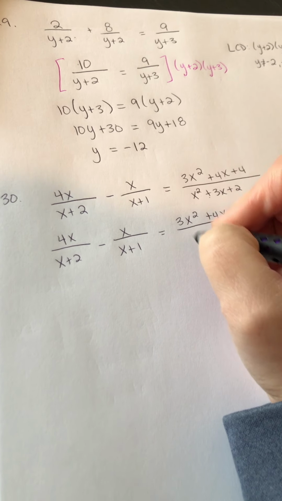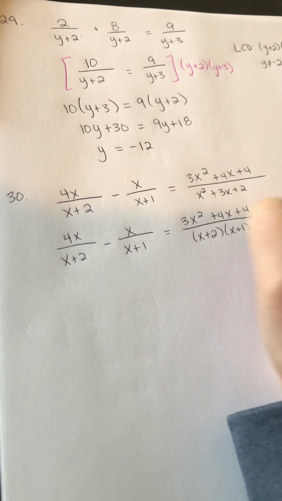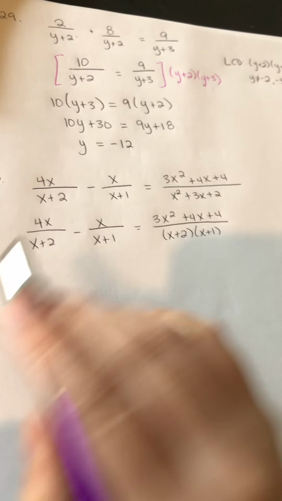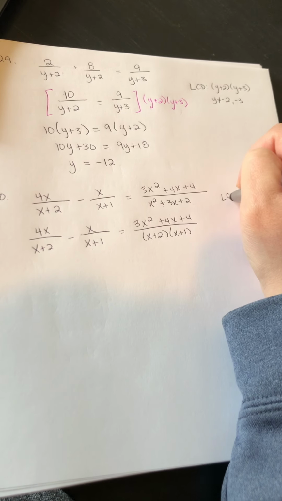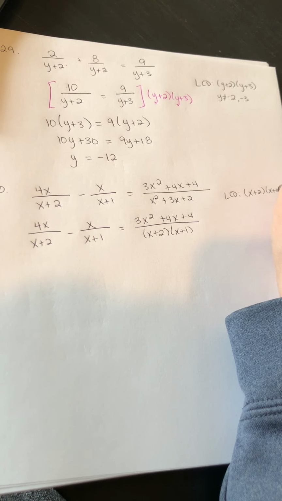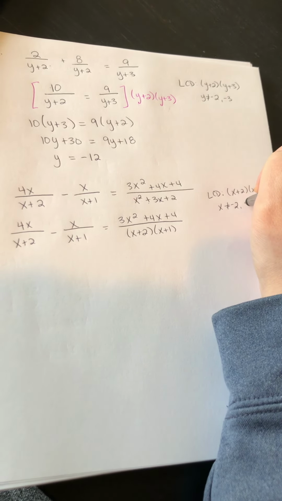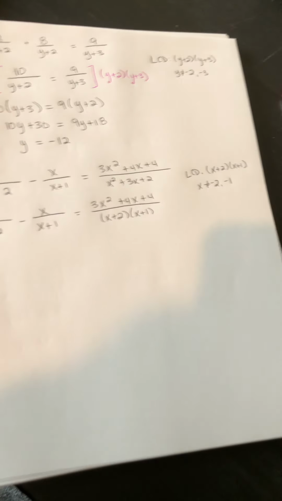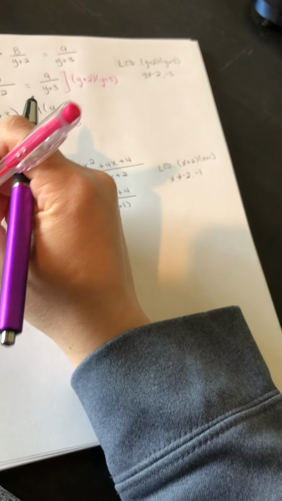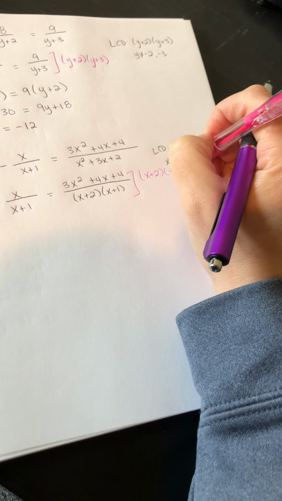X squared plus 3x plus 2 factors into x plus 2 times x plus 1, which is convenient since that's what we have over here in pieces. So my least common denominator is x plus 2 times x plus 1. And again, for this one, x can't be -2 or -1. Set both of those equal to 0 and solve. So I'm going to multiply this whole thing by x plus 2 times x plus 1.